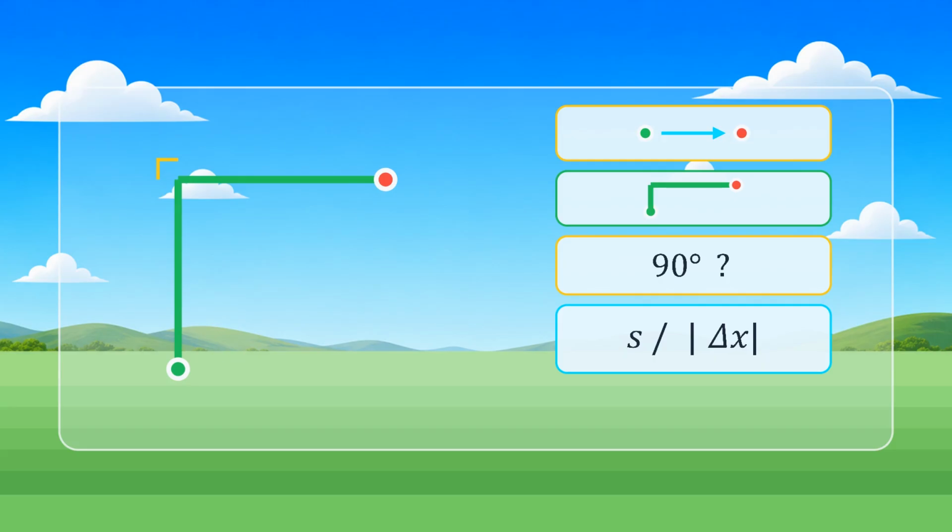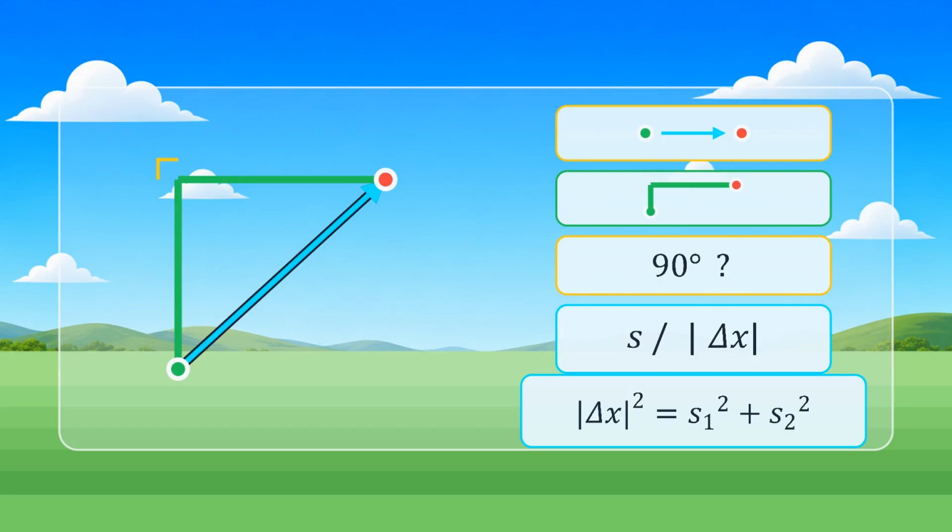Then decide whether the problem asks for distance traveled or for the magnitude of displacement. For distance traveled, add the parts actually covered. For the magnitude of displacement, find the straight separation from start to finish.